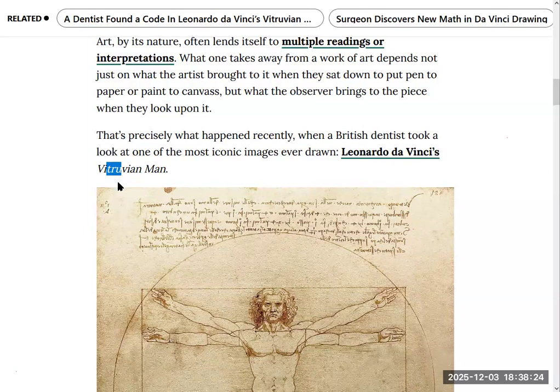Vitruvian. Okay, you've got it. But presumably you won't come across this name or word again, unless you regularly look at art, I guess.